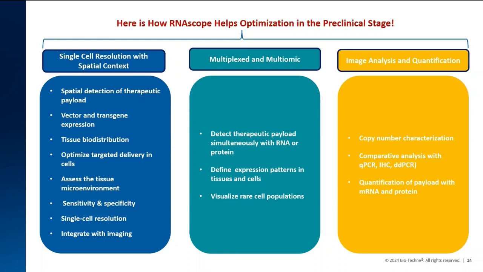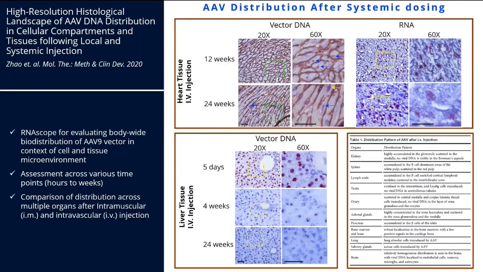So now let me share with you some data from a recent publication that used RNAscope technology to assess AAV distribution across various tissues at multiple time points following local or systemic injection. In this study, the authors evaluated body-wide biodistribution of an AAV vector in the context of the cell and tissue microenvironments. To do so, mice were injected via two routes of administration, either a systemic IV injection or local IM injection into the TA muscle. And multiple tissues, 12 to be exact, were collected at various time points ranging from 2 hours to 24 hours.